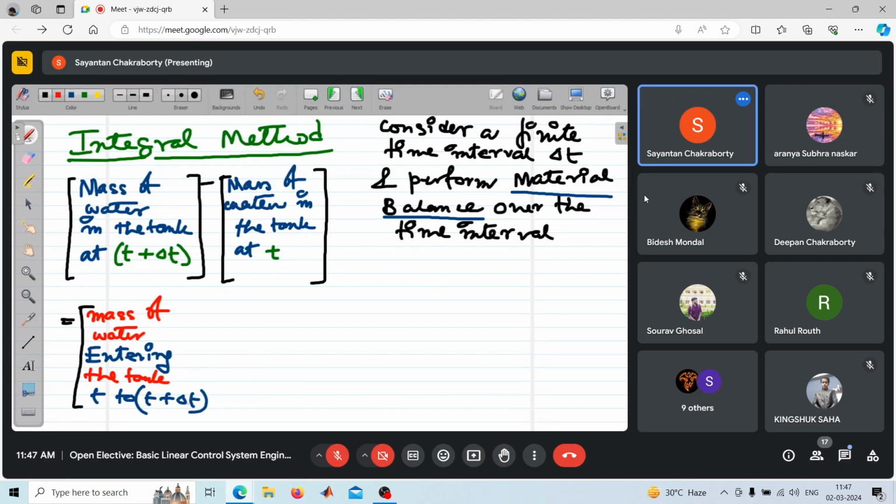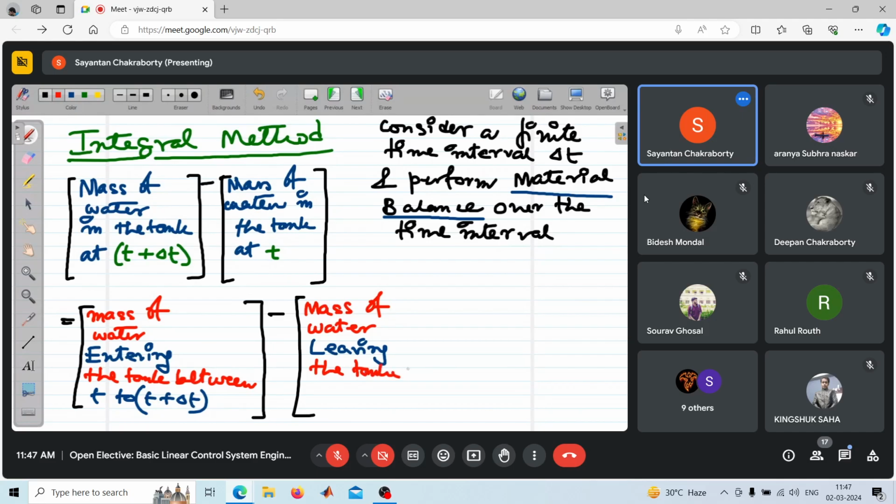I should write between, minus mass of water leaving the tank between T and T plus delta T, right?